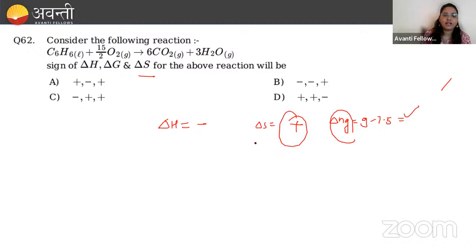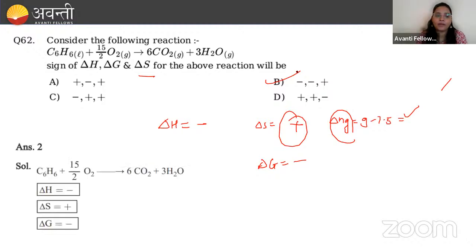Next, delta H is negative, delta S is positive. So this reaction takes place, and this combustion reaction has a negative delta G. So what will be the correct option here? B. Delta H and delta G will be negative, delta S will be positive. Okay, any doubt in this? Okay, next move on to the next problem.